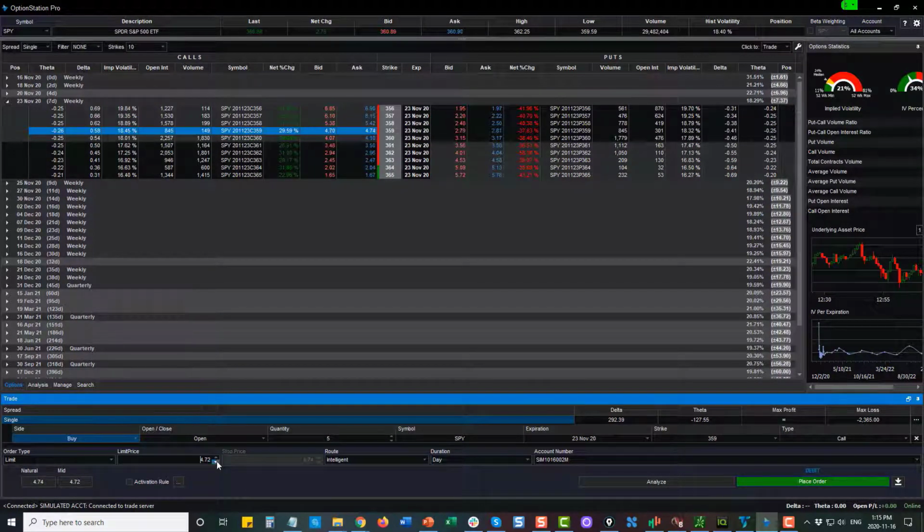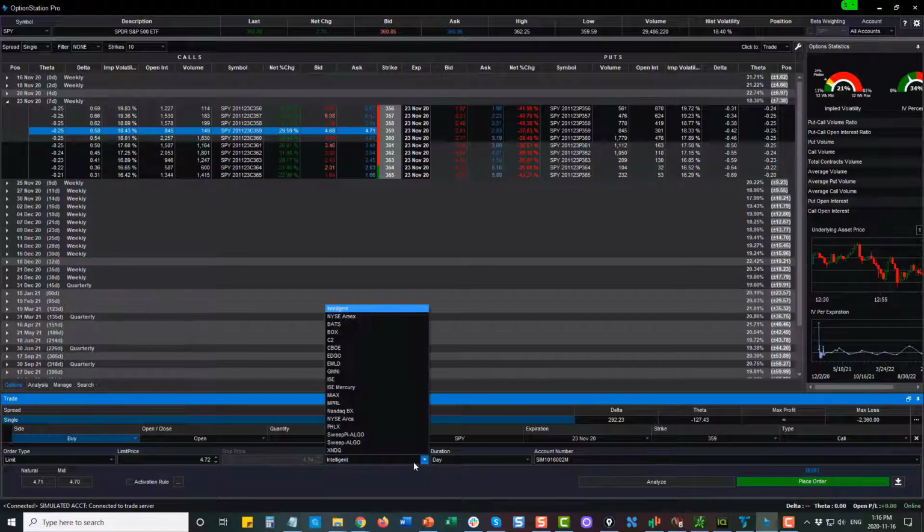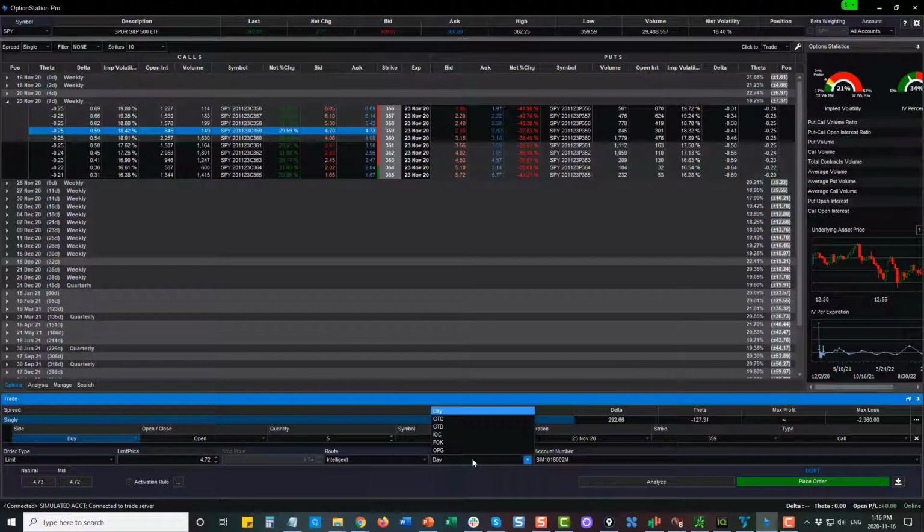Now let's see, it's changing, so I'm going to try to drop it down to 70, right? And get a better fill. They move quick, right? So sometimes, you never know. You just try to get a better fill as best as possible. You can choose the route. Right, use intelligent day. It's a day order.